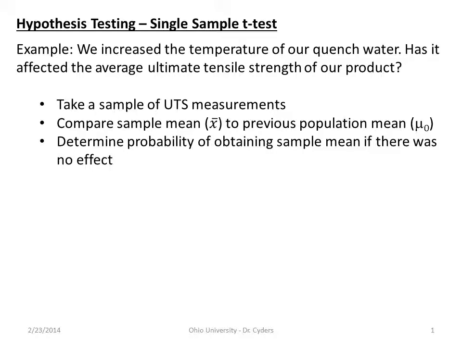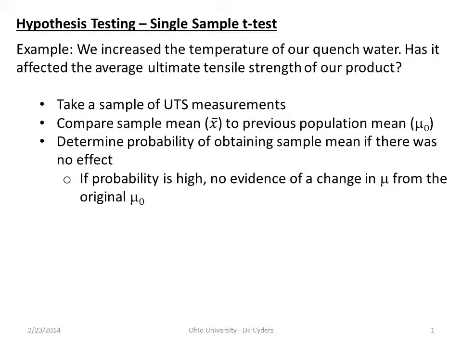Based on that and the t-distribution that has to do with the probability related to that difference, we're going to determine the probability of obtaining that sample mean if there was no effect. In other words, if this came from the same population and I know the t-distribution governs the probabilities associated with that, what's the probability that I had a sample mean this far away from the actual population mean if there wasn't any effect by the quench water?